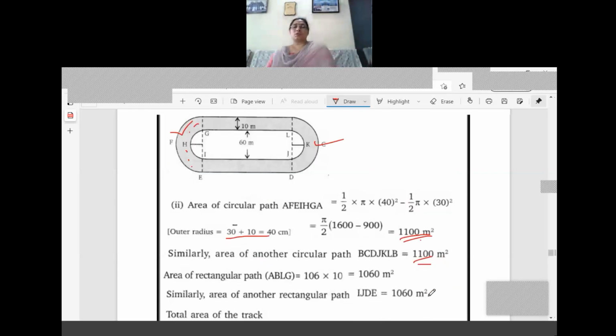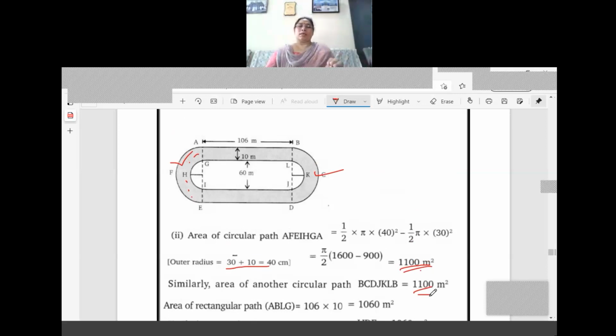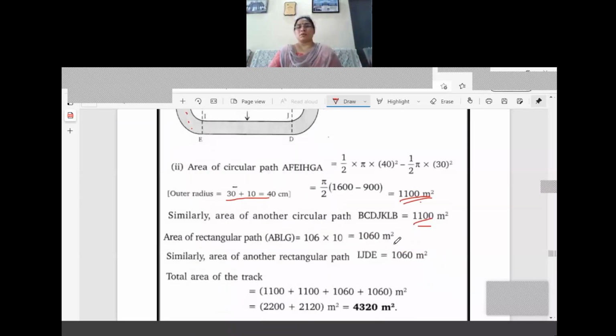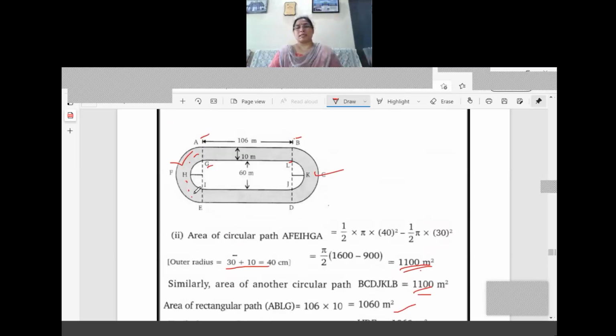Now what is the next part? I think the two semicircular areas are clear for you. Now what is the rectangular path? Which is the rectangular path? A, B, here A, B, then L, G. What is the length? Length is 106. What is the breadth there? 10 meter. So the area of the rectangular path is equal to 1060 meter square. Again one more rectangular path, 1060 meter square. Where does it come? Bottom side. That is IJDE. Right.